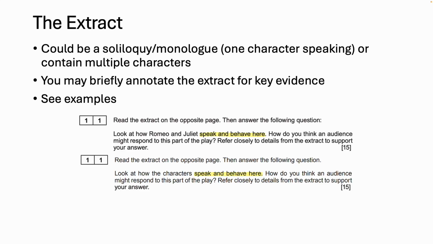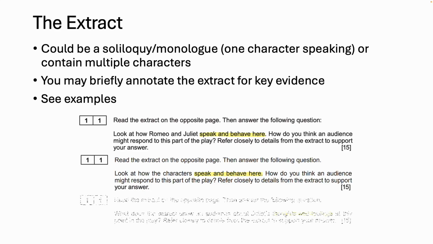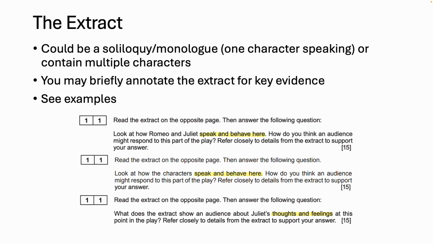So there seems to be a recurring theme in the style of the questions when there is more than one character within the extract. When there is just one character within the extract, such as Juliet's soliloquy before she takes the potion, it says, what does the extract show an audience about Juliet's thoughts and feelings?